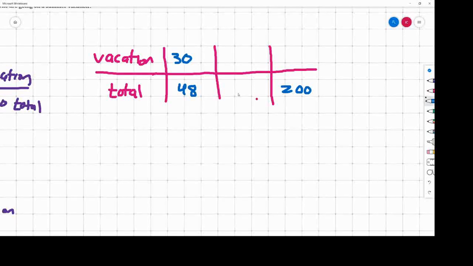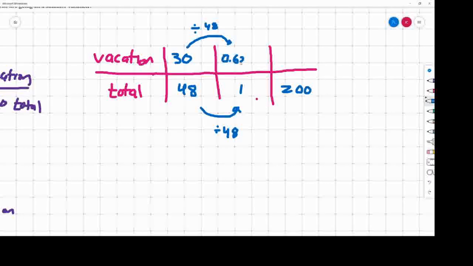All right, so we need to get a 1 here, so then we can take that 1 and scale it up to 200. All right, so what do we have to do to 48 to get 1? Well, we have to divide this by 48. So that's going to give us a total of 1. And we're going to do the same thing for the 30 here. So 30 divided by 48 gives us 0.625.